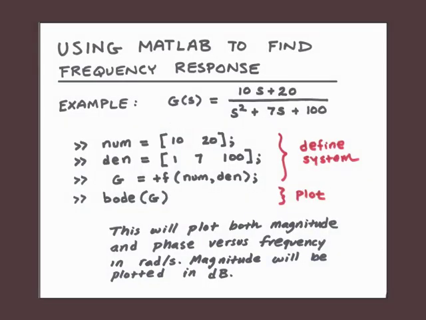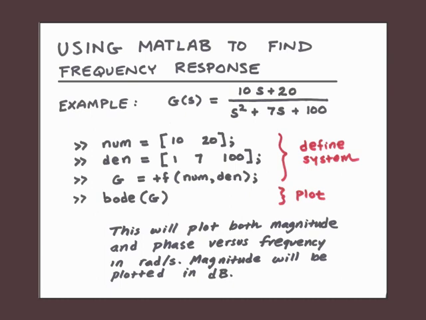In this presentation, we're going to outline two different ways to find the frequency response of a linear time invariant system. The first will be using MATLAB, and it's quite easy to find the frequency response with this software package. So let me just give an example to show you how you can do it. Our example is G(s) = (10s + 20) / (s^2 + 7s + 100).